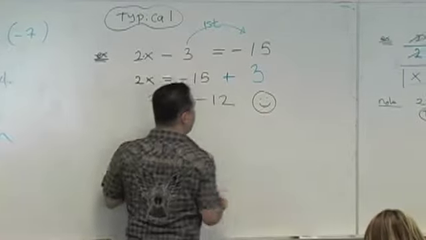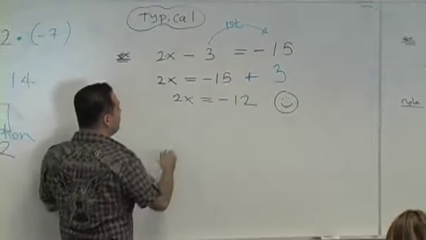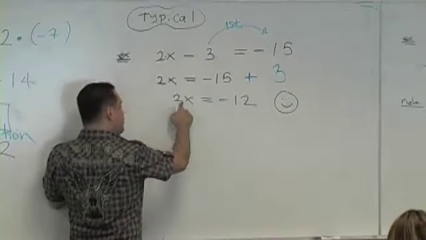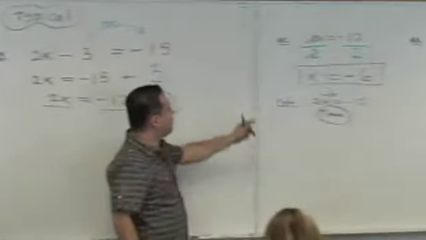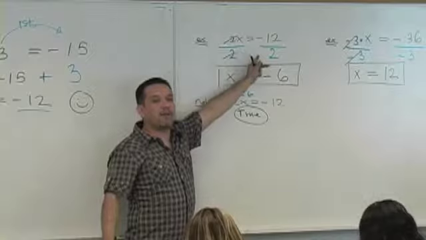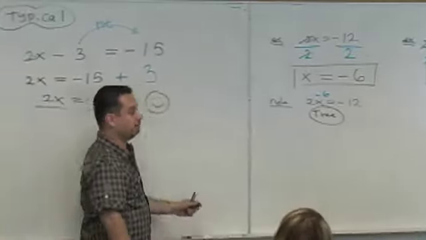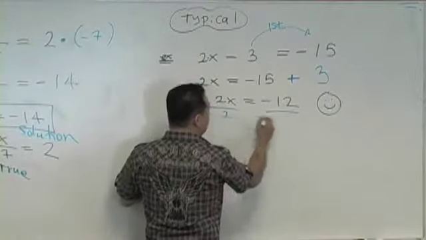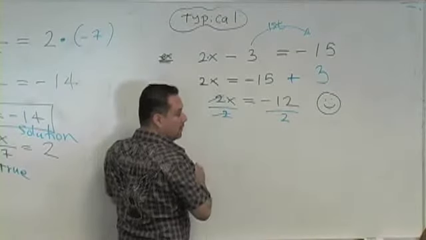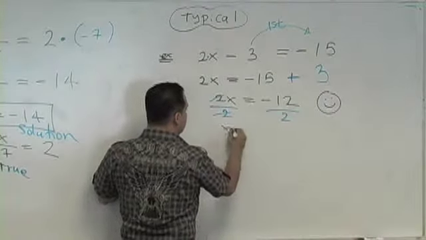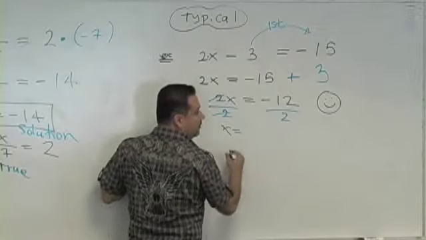You're home free. How do you undo multiplying 2 with the number x? What did you do over here? Divided by the number that was doing the multiplying, to both sides. It's the value 2. The 2's cancel. And now you have your x equal to, what's negative 12 divided by 2?